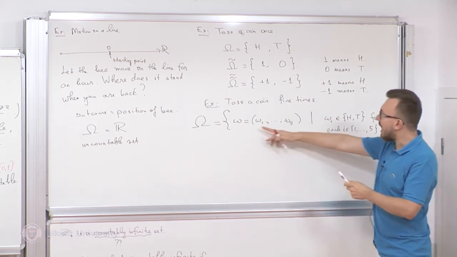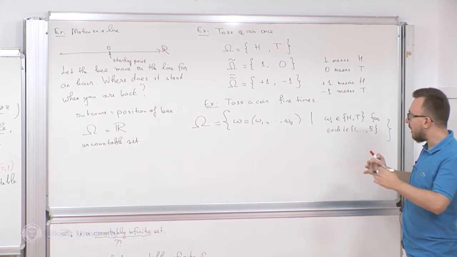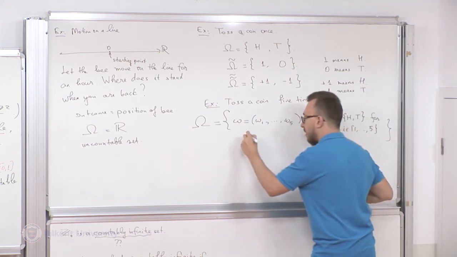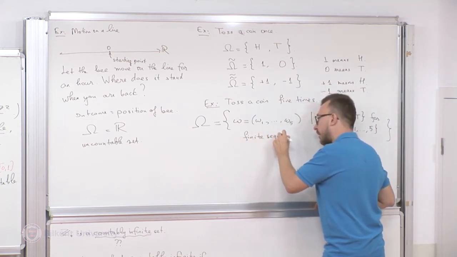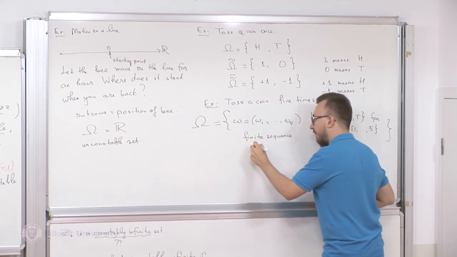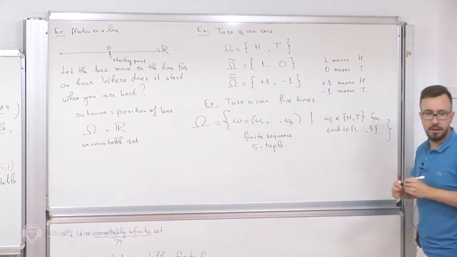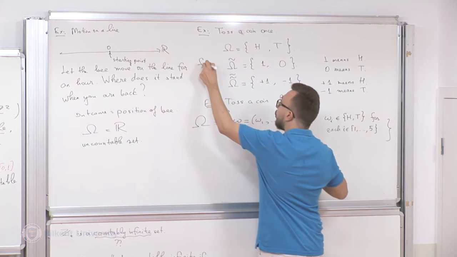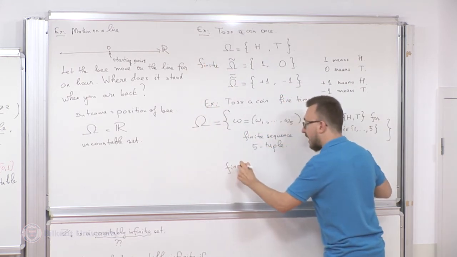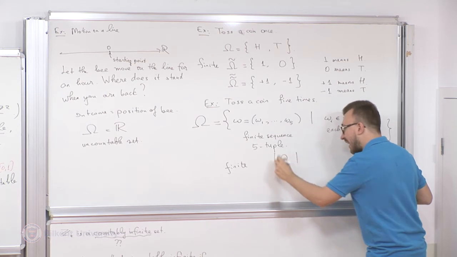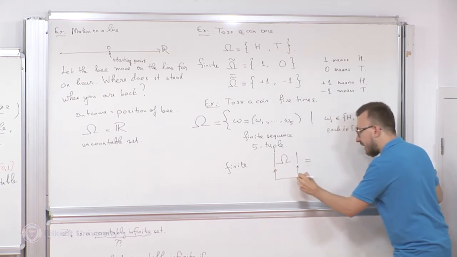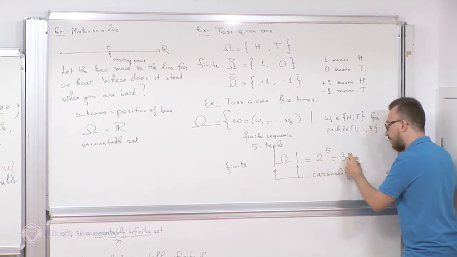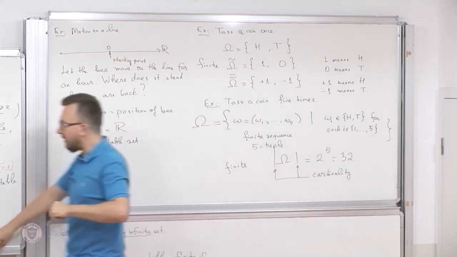So what is this now? This is a finite sequence of 5 things, right? Finite sequence, or a 5 tuple. So this set is finite for sure. This set is also finite. You even told me that the size of the set, okay, this means cardinality, is 2 to the 5, which is 32. So let's pass to the infinite example.